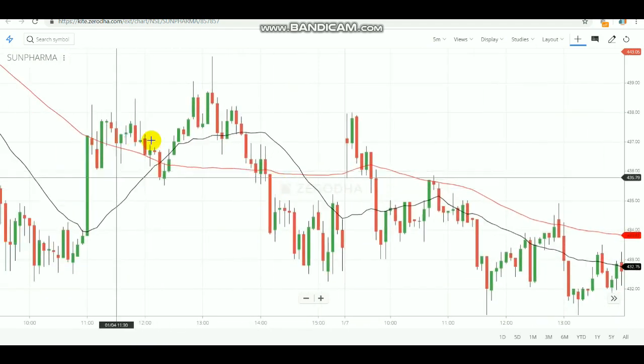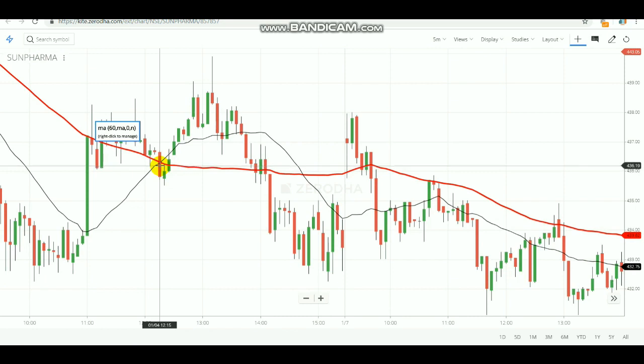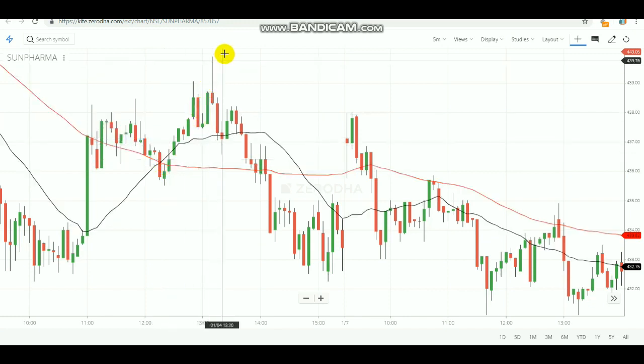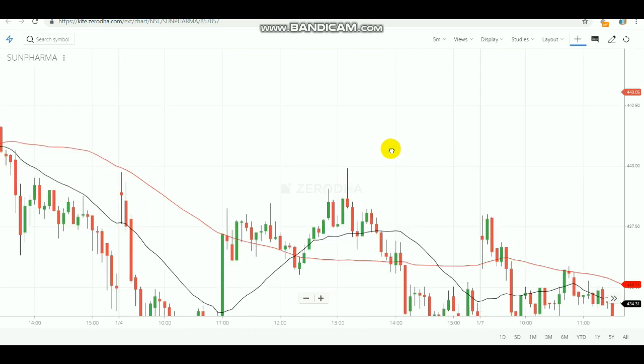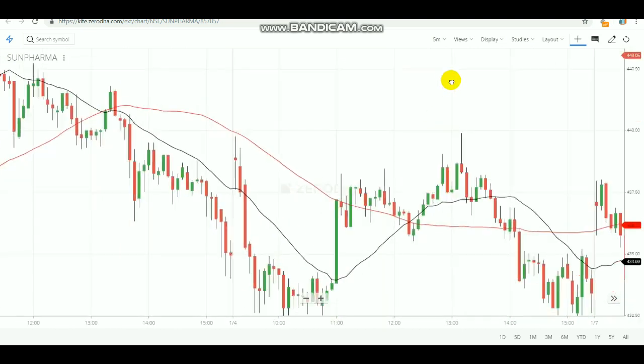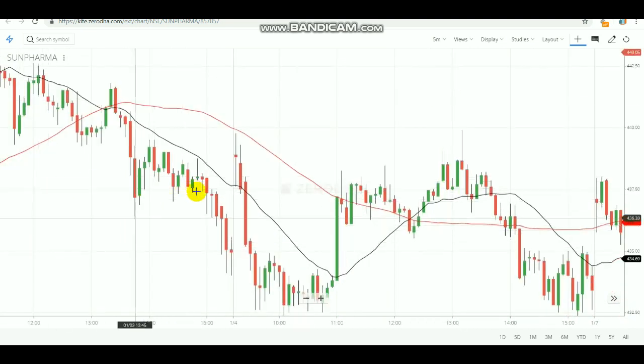Here the black line has crossed. After the black line crossed, you would have made an entry at this point. After you made an entry at this point, the market went up to this. So here also you would have earned. So like this only you need to make the entries of buying and selling like that. By doing this rotationally you can earn for sure.